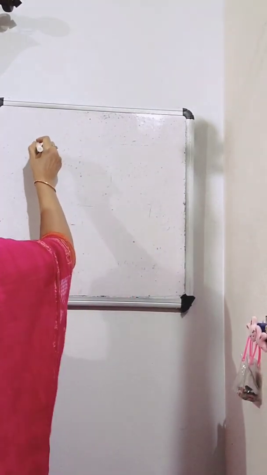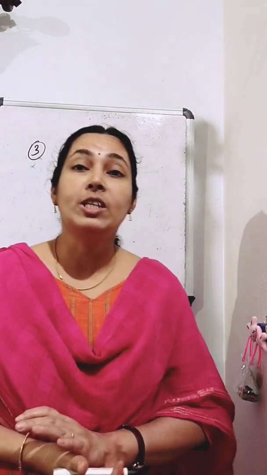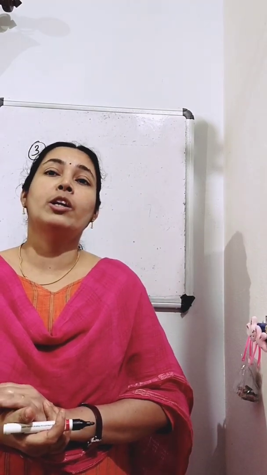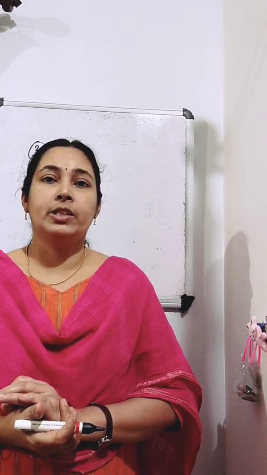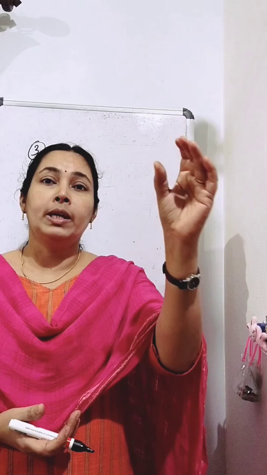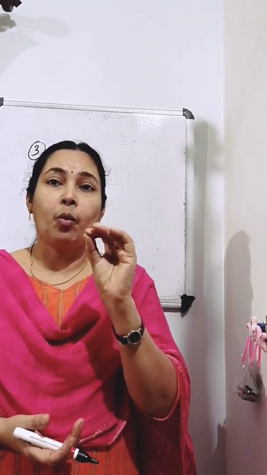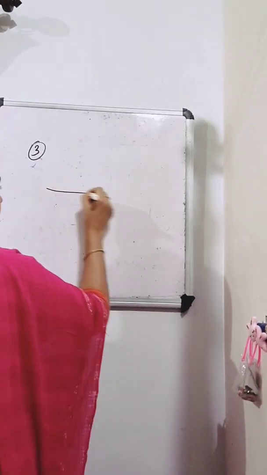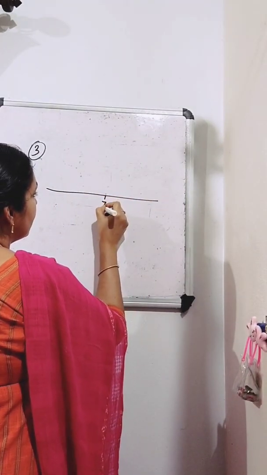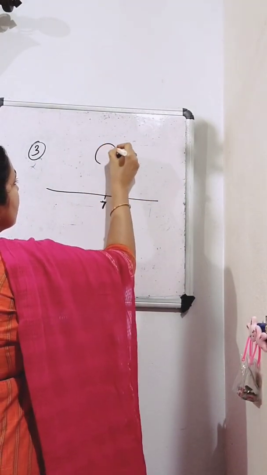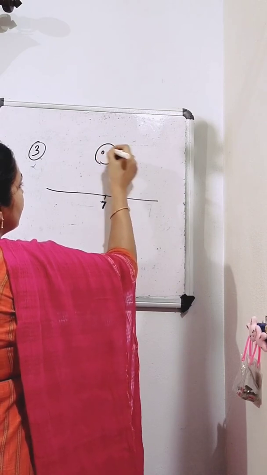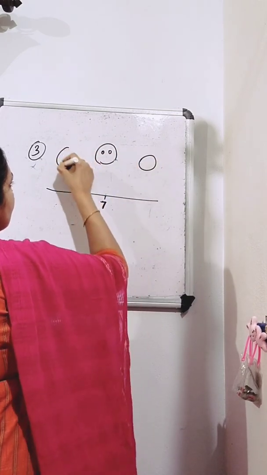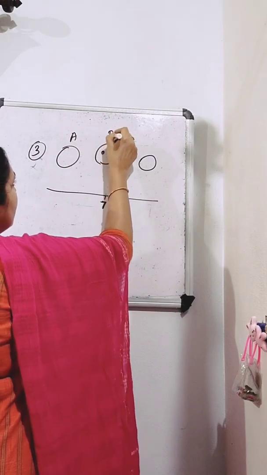Then the third point is correct position of the eye is also important for taking measurement. So your eye must be exactly in front of the point where the measurement is to be taken. For example, if you want to take the measurement of this point 7. So one child is here, other one is here, other one is here. A, B, C.